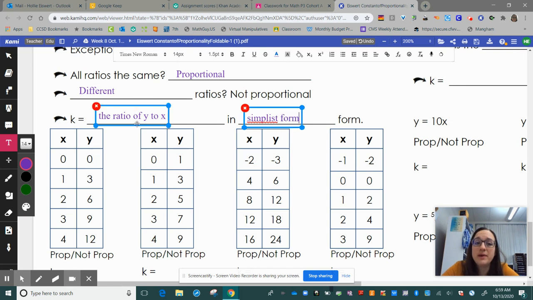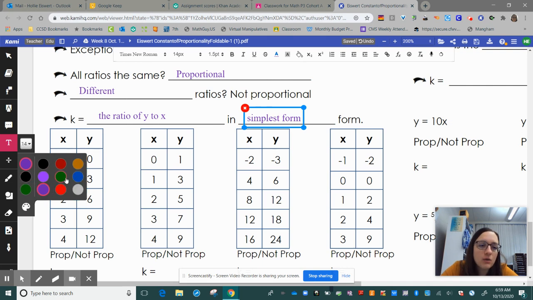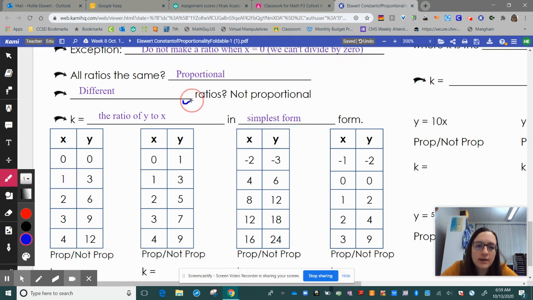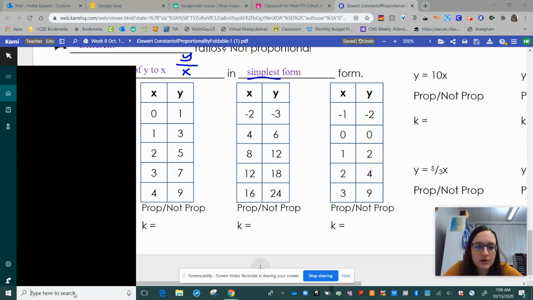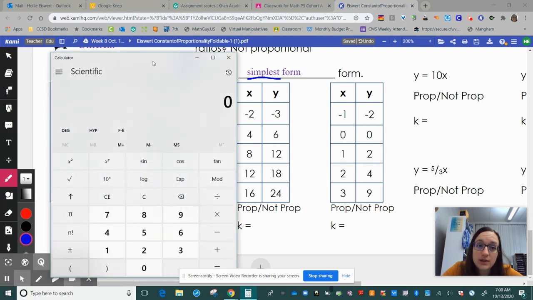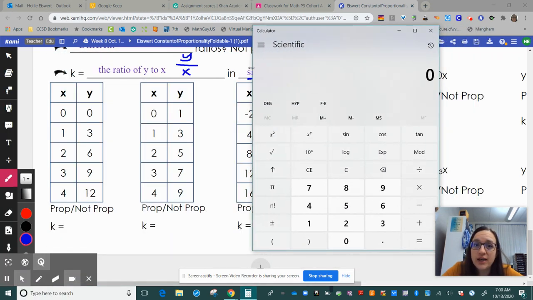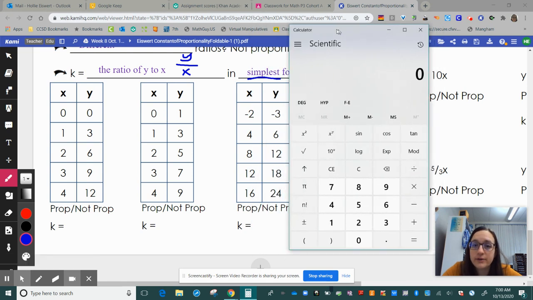Now, what does that mean? Well, when we get our fraction, y to x, whoa, I spelled simplest wrong. There we go. What do we do with fractions? We simplify them. So even with ratios, once we get that constant of proportionality, we simplify it. All right, if we do this first one, this is going to be very, very easy. The first thing you're going to want is a calculator. Let's see if I can get a calculator going on here. I told you in this class we're using calculators a lot. This is a great time to use your calculator.